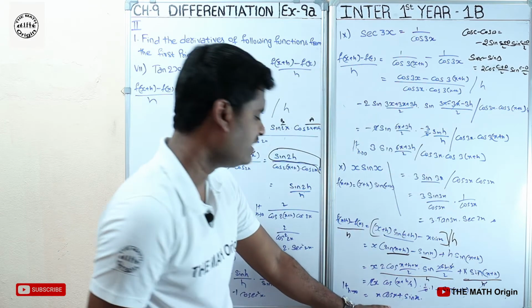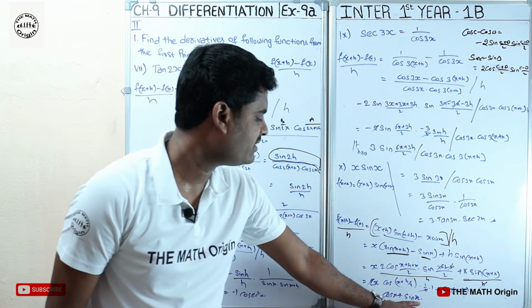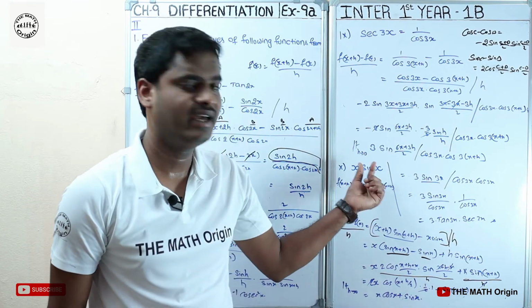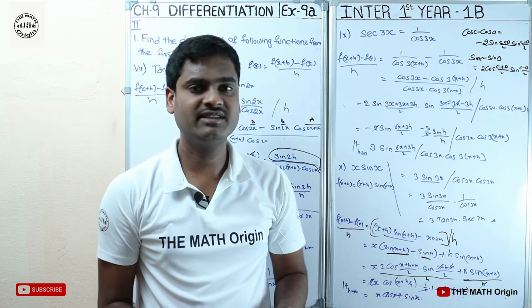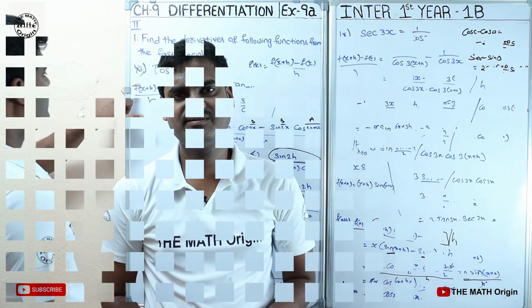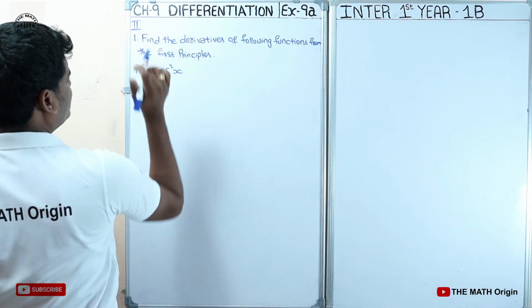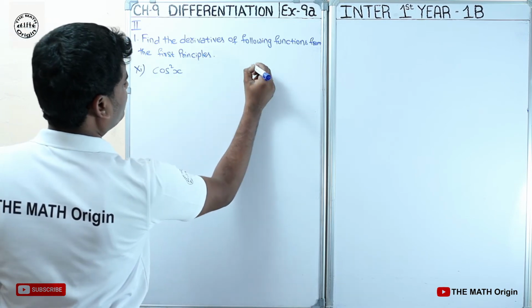Okay, therefore, the resulting value is x cos x plus sin x for the given question, x sin x. With this we completed the 10th bit from the first question. 11th bit from the first question of second section, cos square x.